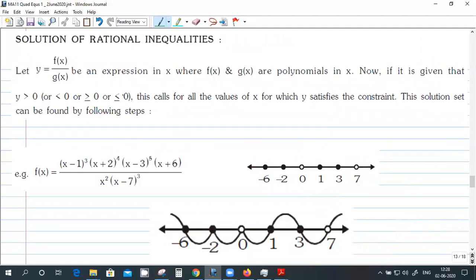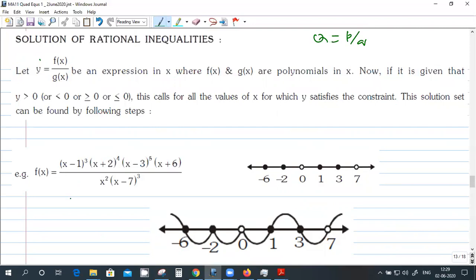If you have two numbers and divide them, this is a rational number. A rational number is one you can express in terms of p by q, where p and q are integers. Similarly, for expressions, if you can express it as a quotient of two expressions, then this is a rational expression. For example, this one, f of x, is this quantity.